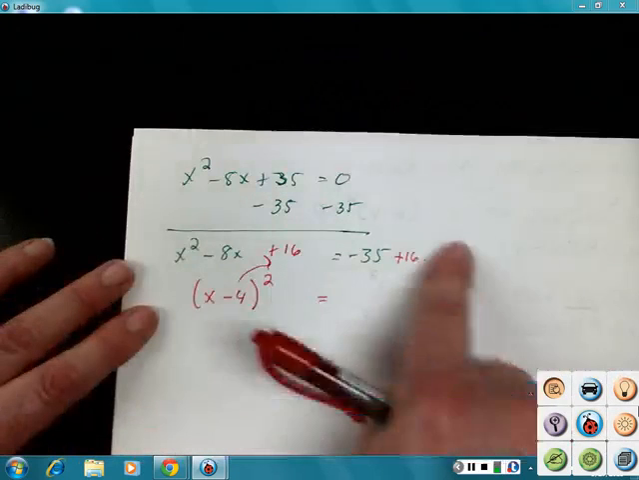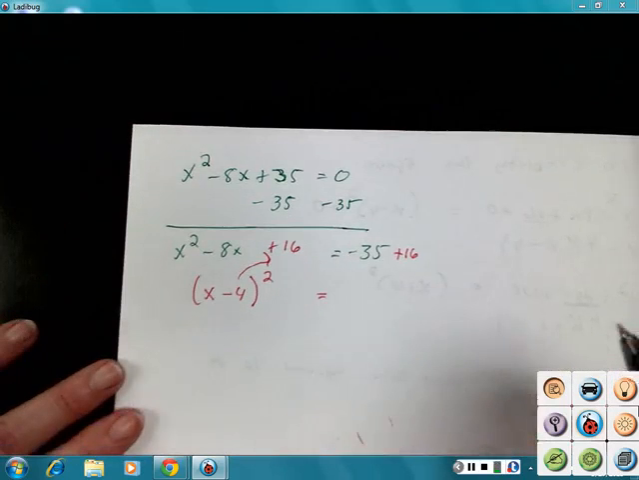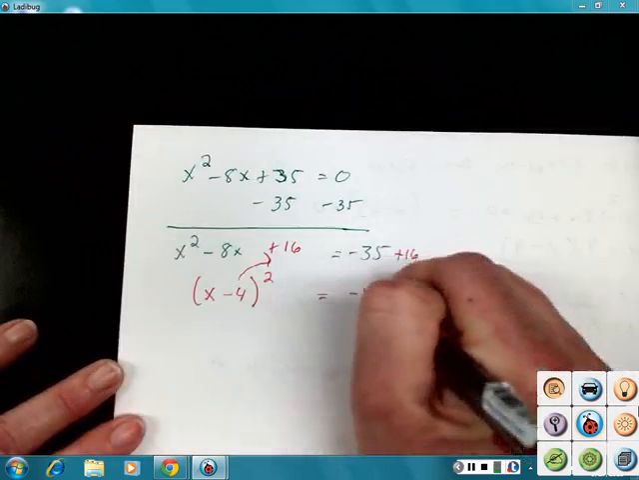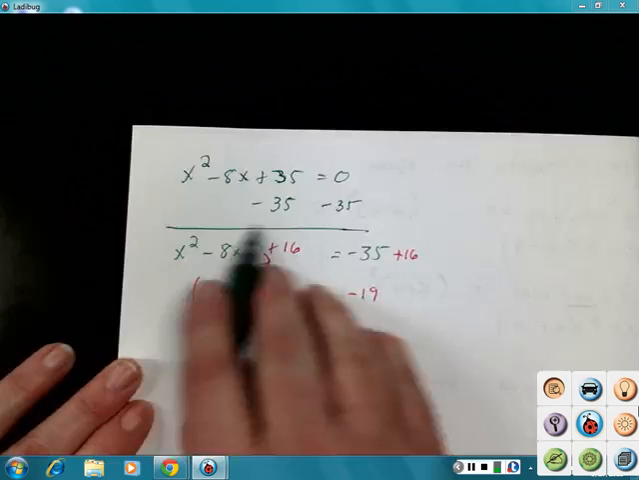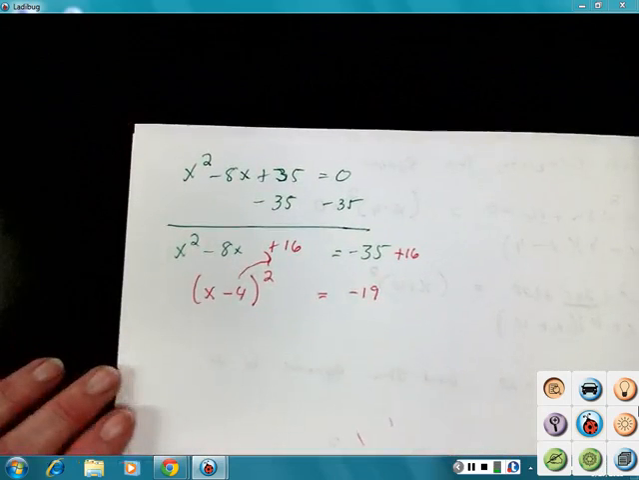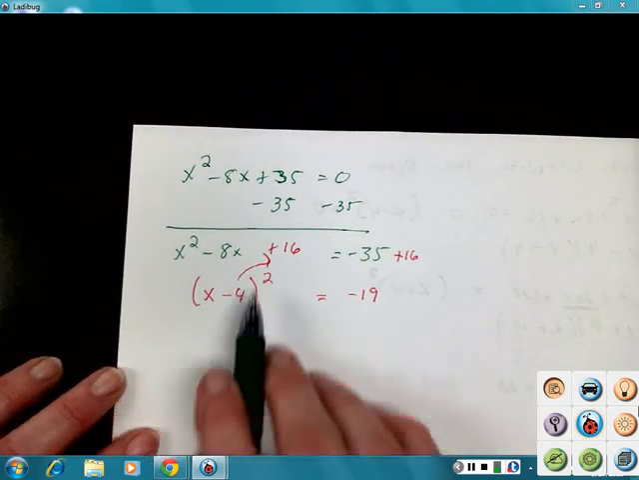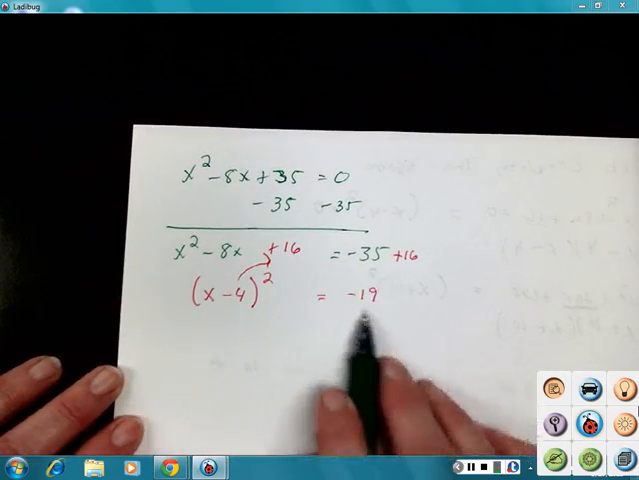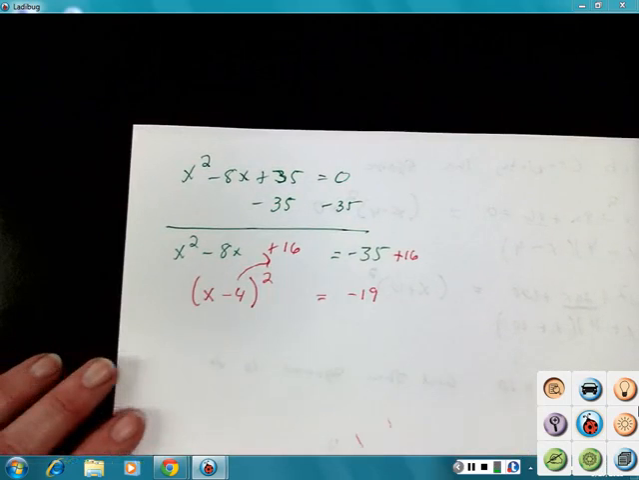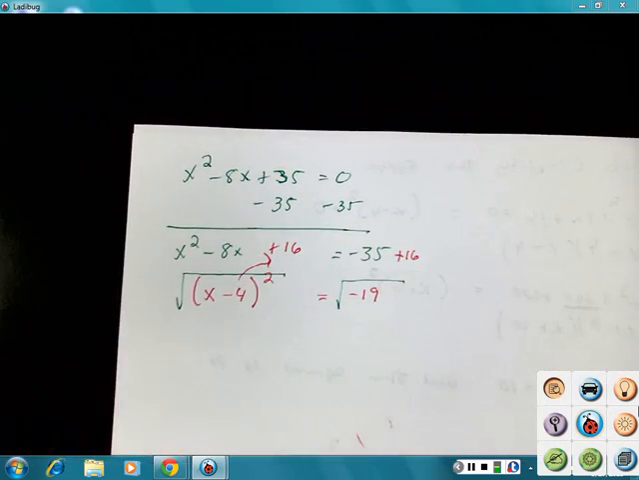So what does this become on this side? Negative 35 plus 16. What is that? Negative 19. Yep, negative 19. So now what do I have? Well, I've made this side a perfect square. And last time we ended up with stuff that looked like this, didn't we? Maybe back in chapter 9, we had something squared here and a negative 19 there. So what we could do with this is take the square roots of each side.